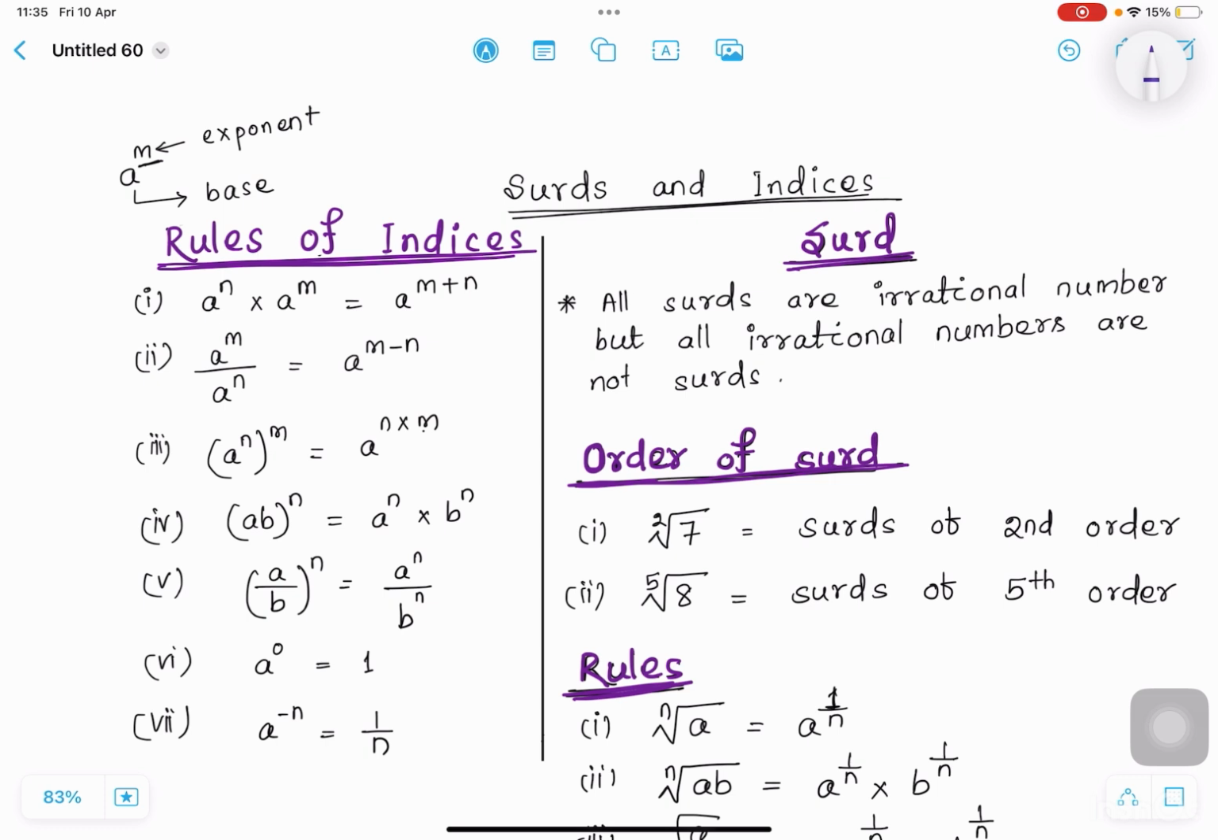So today we will discuss surds and indices. Some rules will be there. Suppose we are writing a to the power m. So a to the power m means a is known as the base and m is the exponent.